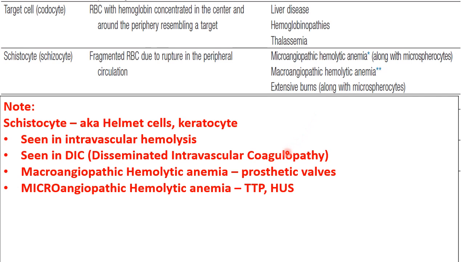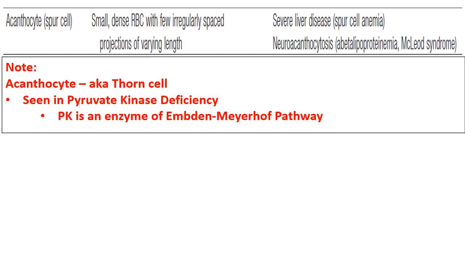Okay? And yung mga example natin ng ganitong type of anemia, unahin natin sa macroangiopathic hemolytic anemia. Ito yung mga patient na may prosthetic valve sa puso. No? Sa microangiopathic hemolytic anemia, ang example natin dyan is TTP and HUS. What is TTP? Thrombotic thrombocytopenic purpura. HUS is hemolytic uremic syndrome.